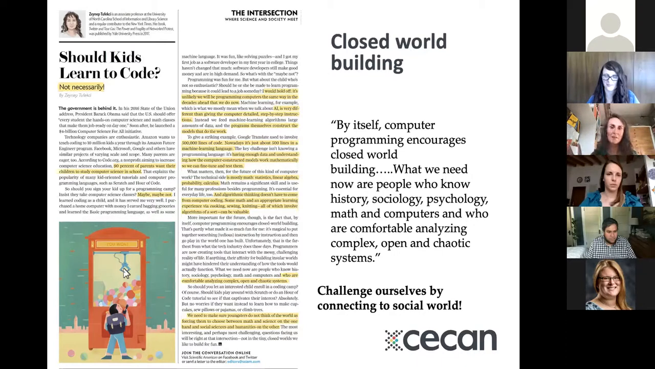And what we really need at this moment is people who can code and are comfortable with maths and coding, but who also know history, sociology, psychology, and are comfortable with really thinking flexibly and analyzing complex and open systems. I think we're really well set up to do this, but we need to challenge ourselves by connecting to reality, like I'm trying to do in the real world.